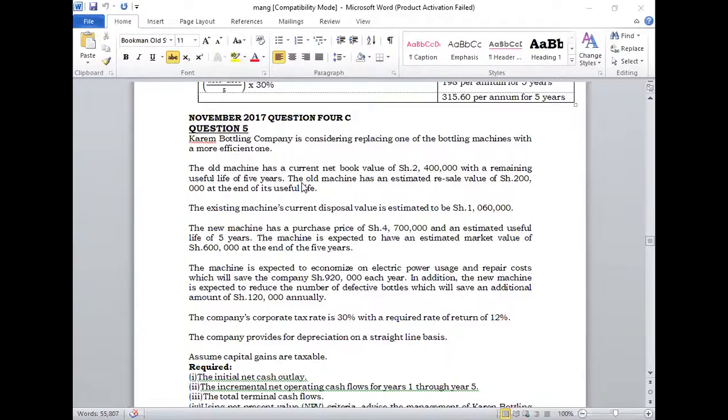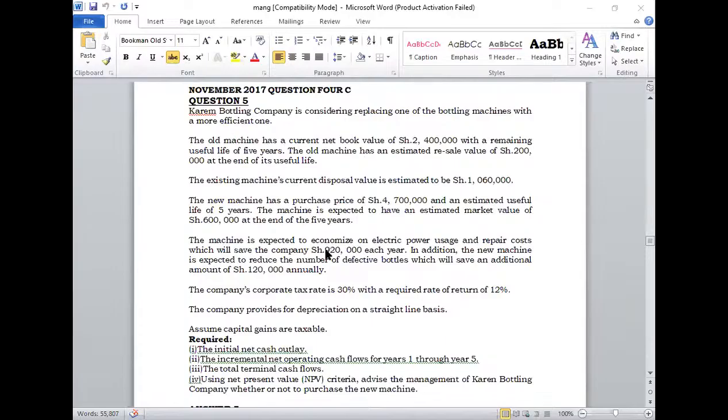The machine is expected to economize on electric power, usage and repair cost, which will save the company shillings 920,000 each year. In addition, the new machine is expected to reduce the number of defective bottles, which will save an additional amount of shillings 120,000 annually. The company's corporate tax is 30% with a required rate of return of 12%. So the company provides for depreciation on a straight line basis.